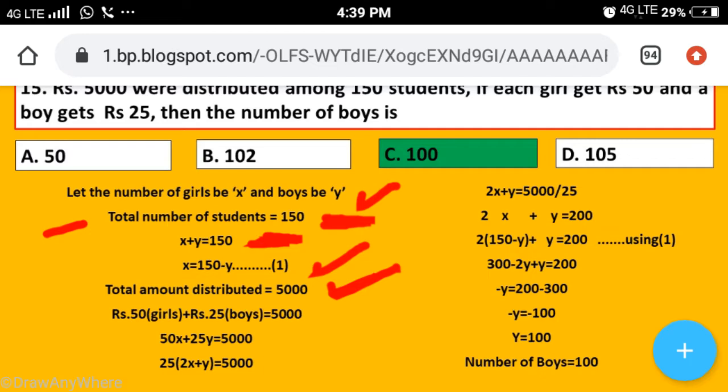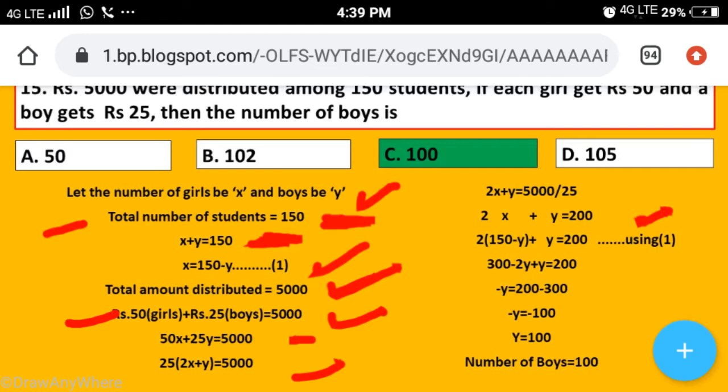And the total amount distributed is how much? 5000, and each girl gets 50 rupees and each boy gets 25 rupees. So therefore the equation becomes 50x plus 25y equals 5000, the total amount. So we can take 25 common, and from this the equation becomes 2x plus y equals 200.